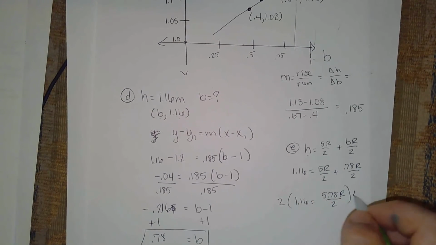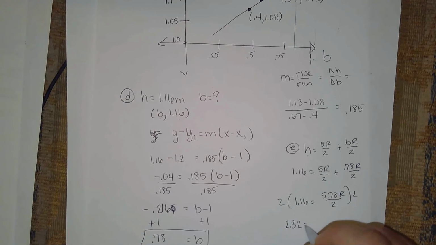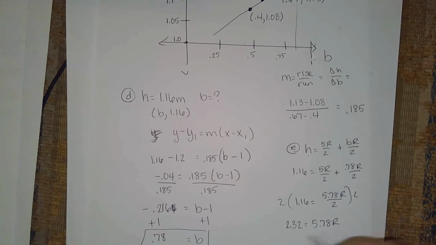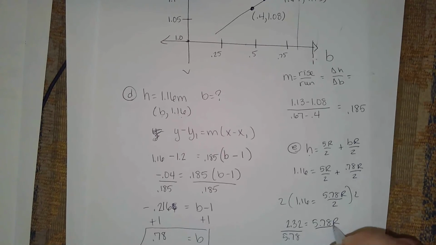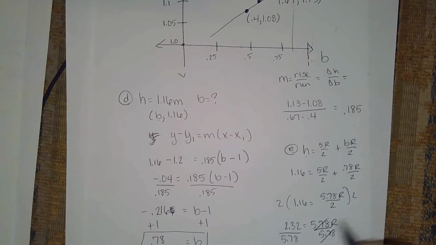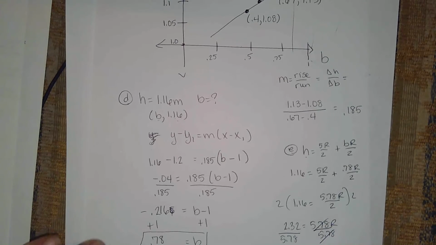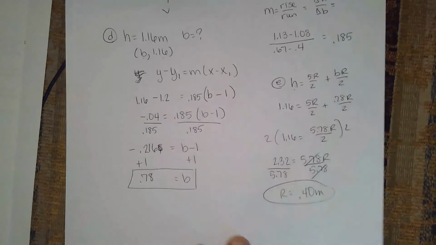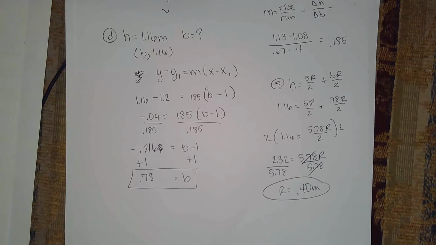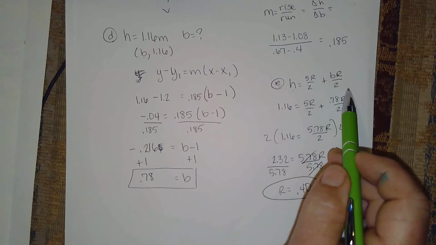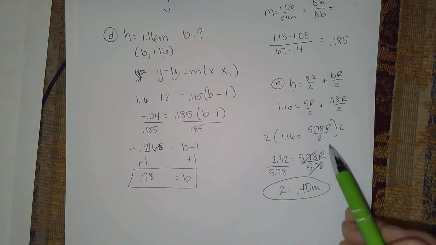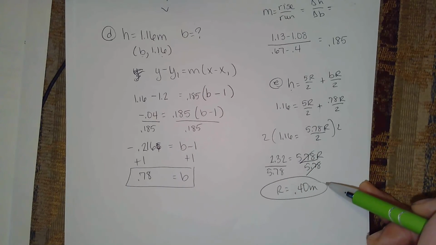I'm going to multiply both sides by 2. I'm going to get 2.32 is equal to 5.78 R. I'm going to divide by 5.78. And so this is going to give me my R, 2.32 divided by 5.78. So I find that my R is 0.4 meters. And that is my R. This would be another one of those things where if you messed up on part B and you didn't have this right, if you used what you had, you probably would get points. I'm not looking at the scoring guidelines right now, but that's usually how that works.